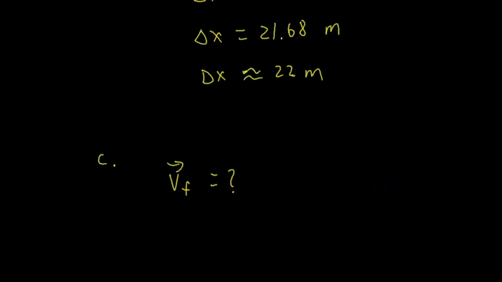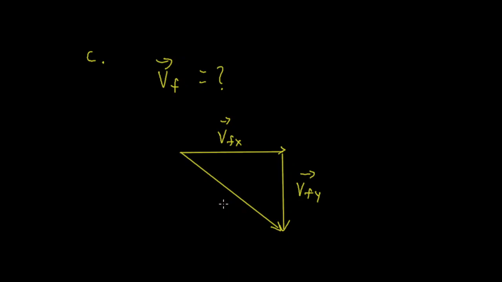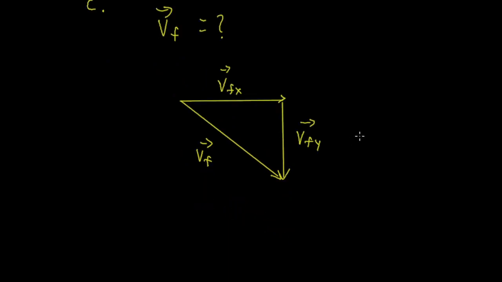So we will draw the x component and the y component. That will be v final x, and that will be v final y. And what's the resultant vector? This is the v final. Of course, velocity has a magnitude and also a direction. We also have to calculate, let's say this angle theta. So what's the angle below the horizontal?